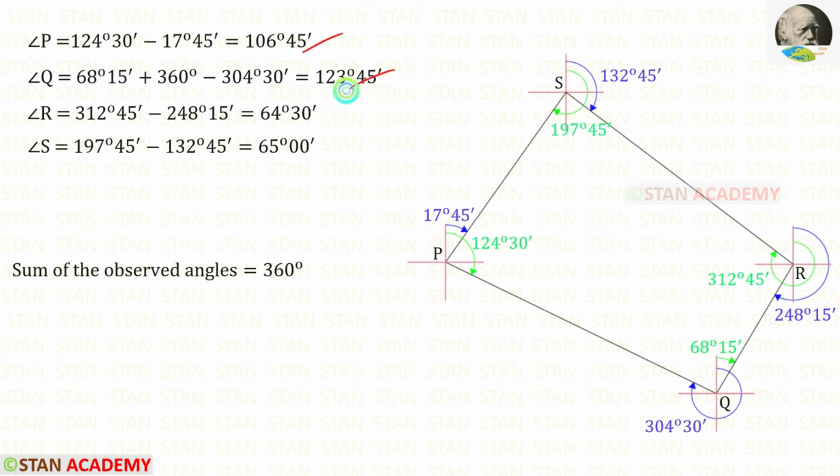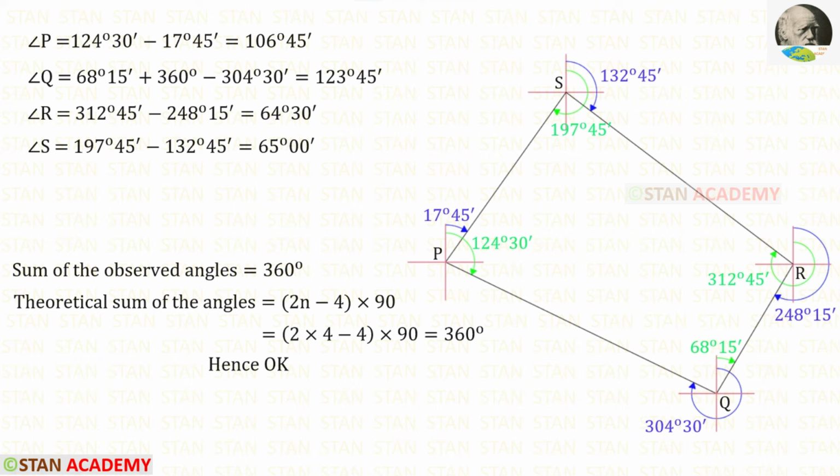Now let us add all of the angles. When we add, we will get 360 degree. The formula to find the theoretical sum of the angles is 2n minus 4 into 90. Here there are 4 stations, so n is 4. 2 into 4 minus 4, we will get 4. 4 into 90, we will get 360 degree. Both of them are matching, so hence OK.